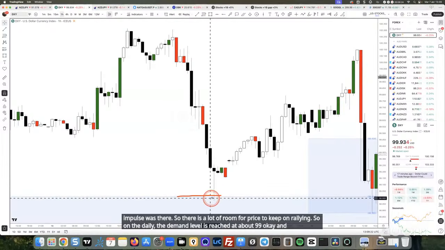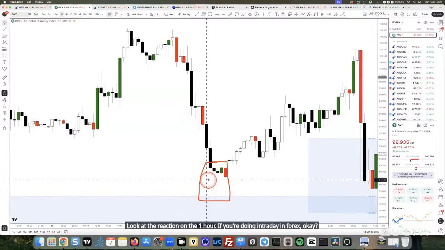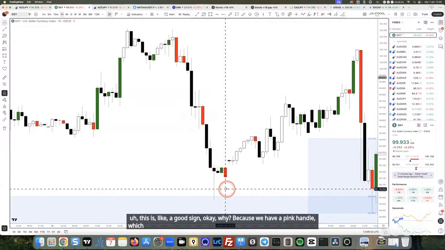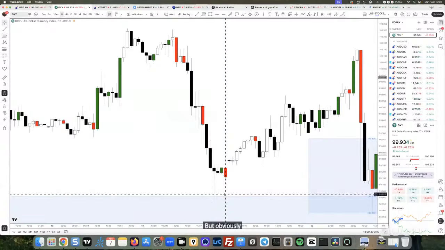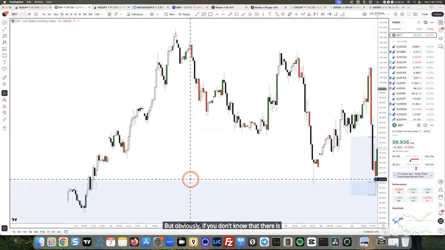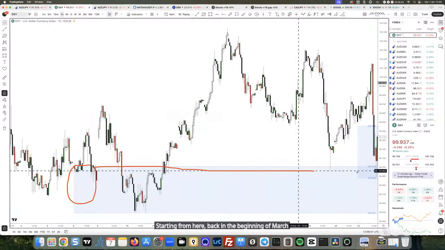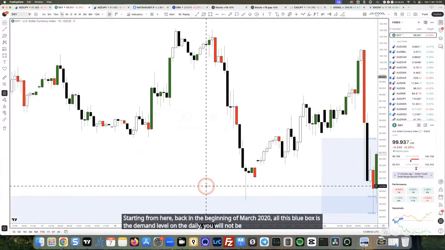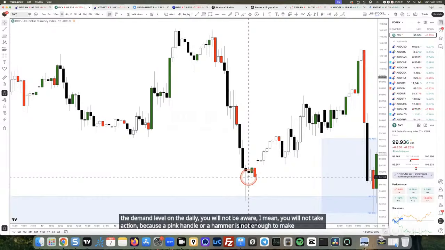And what happens? Look at the reaction on the 1 hour. If you're doing intraday in Forex, this is a good sign. Why? Because we have a pink candle which almost becomes a hammer, but it's very powerful on the 1 hour. But if you don't know that all this blue box, starting from the beginning of March 2026, is the demand level on the daily, you will not be aware. You will not take action, because a pink candle or a hammer is not enough to make a trading decision, because location, context and trend are everything.